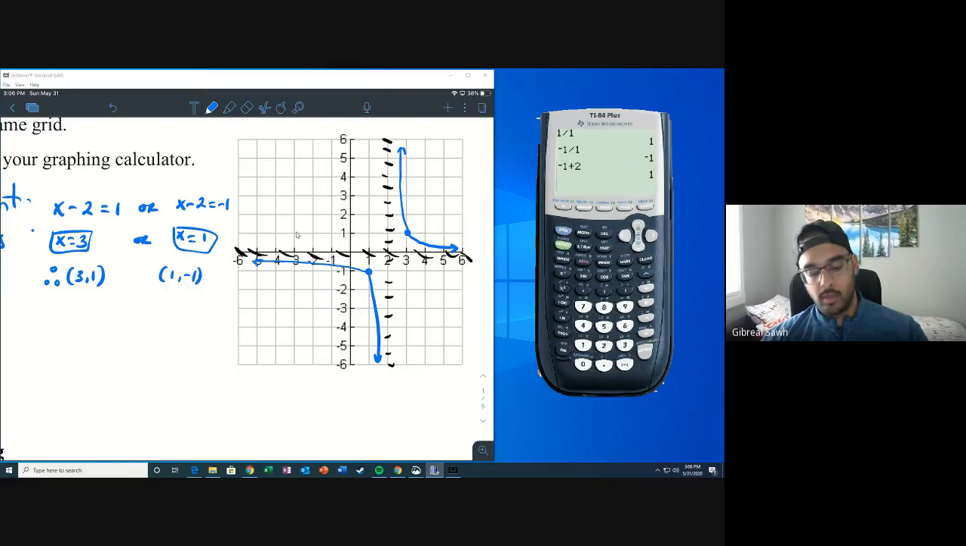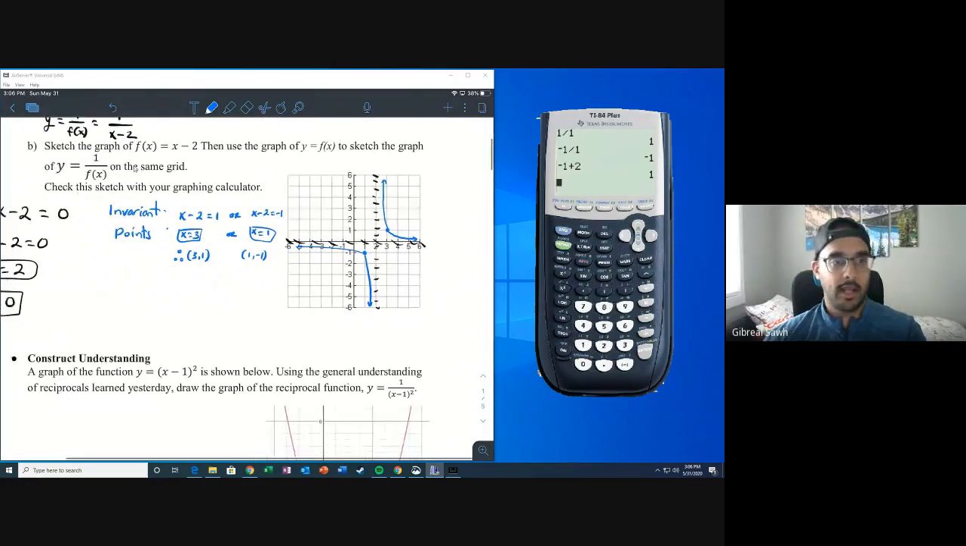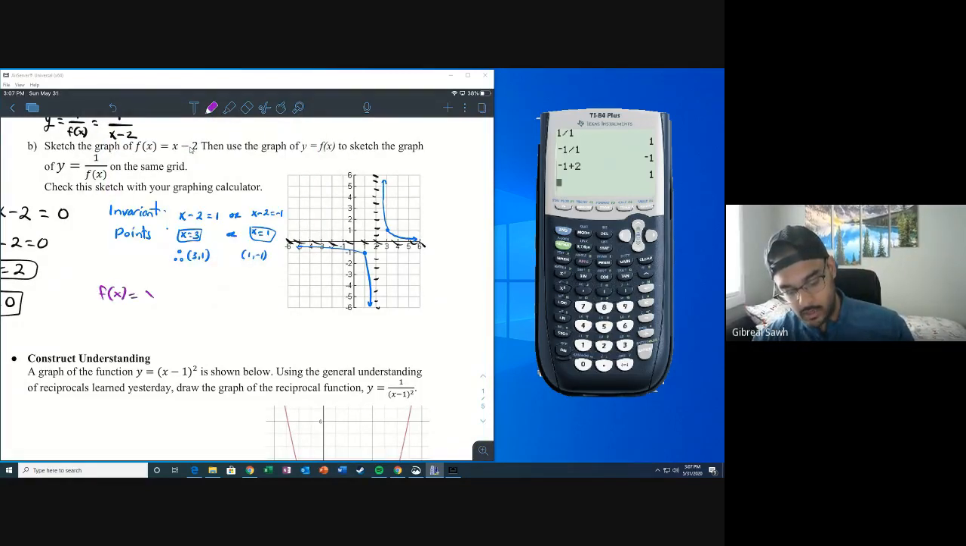Now, remember what our original function was, because we are asked to graph them on the same grid. My original function was x minus 2. That function is linear. Okay, so f of x equals x minus 2. That's linear. It's got a slope of 1. There's no number in front of that x. It's got a y-intercept of -2.